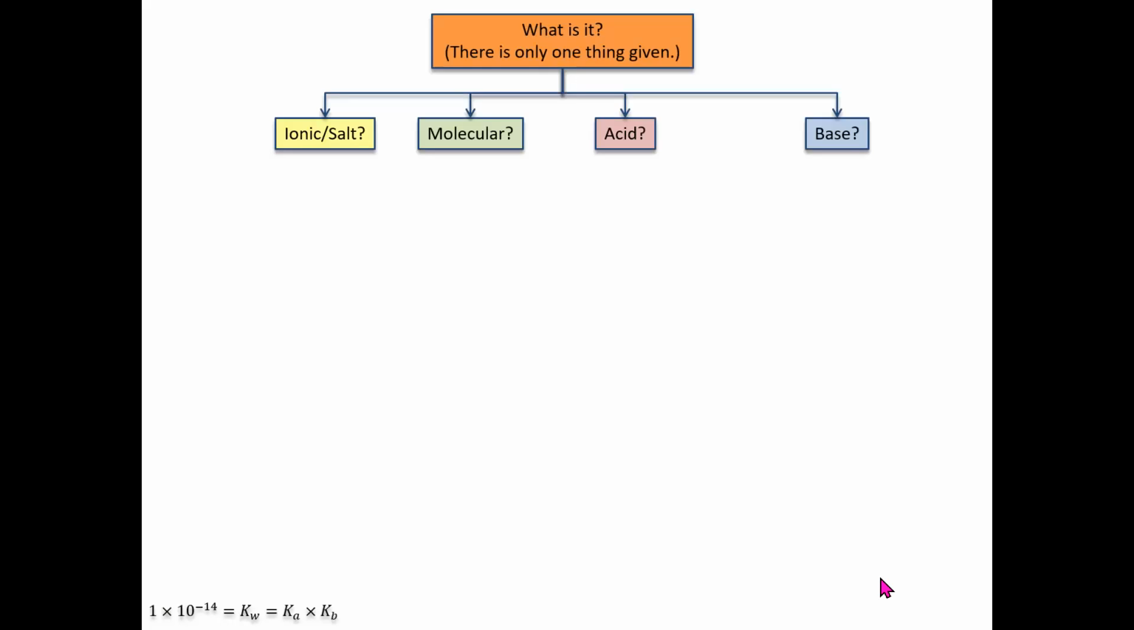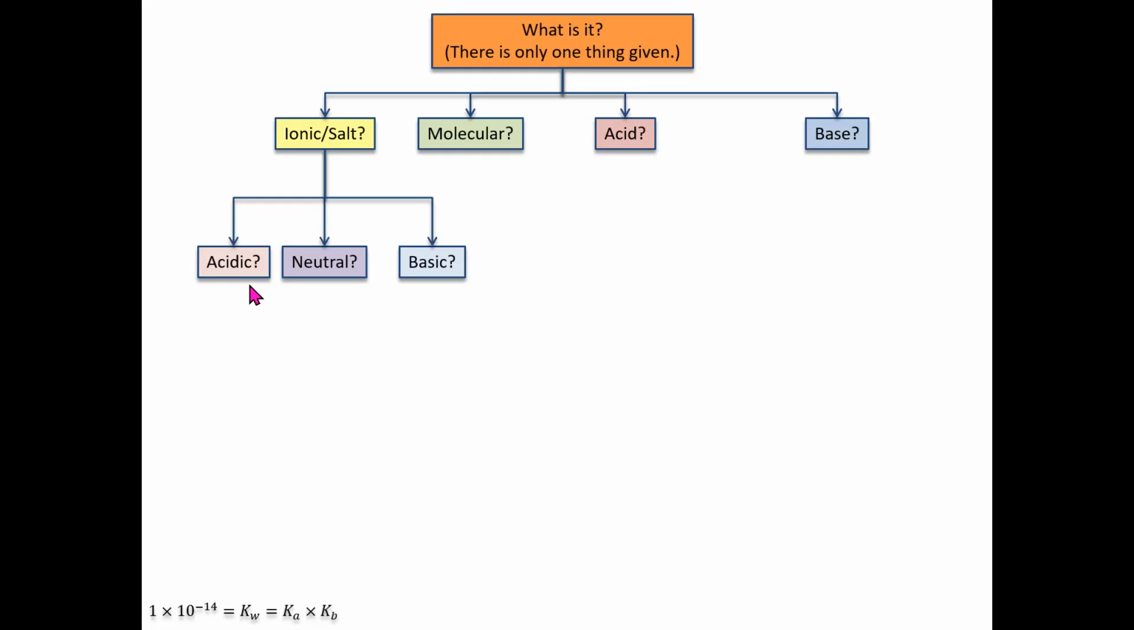Okay, this is another concept map that I want to show you, and why it's so important to be able to look at a compound and be able to figure out whether it's ionic or molecular, and if it's an acid or a base. So that's one of the skills that you should have from Chem 1A. So if it's ionic, so if it's a salt, so a metal and a non-metal, then we need to determine if that salt is acidic or not.